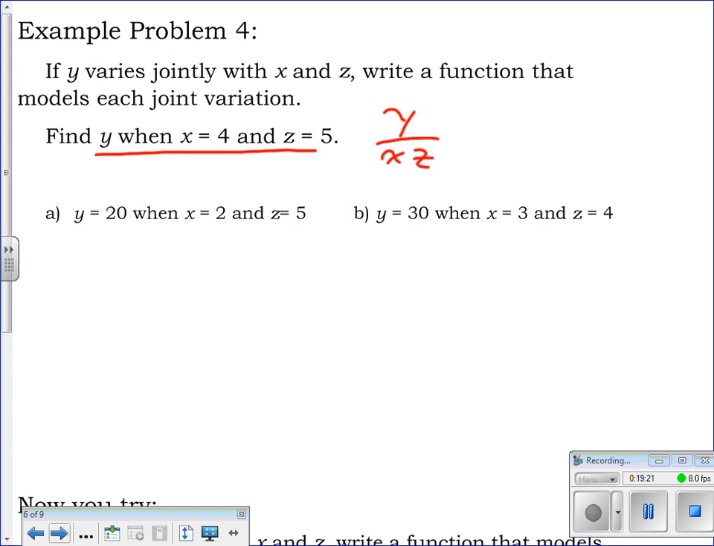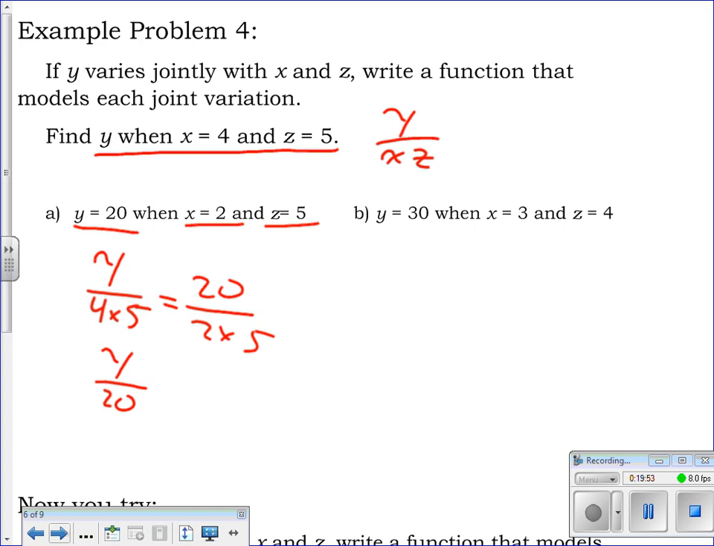Here's what I know. I don't know y, but I know x and z. So I have y over x times z equals y over x times z. Notice I didn't multiply or simplify anything. I just plugged in the values I know, so I don't screw things up. Y over 20 equals 20 over 10.